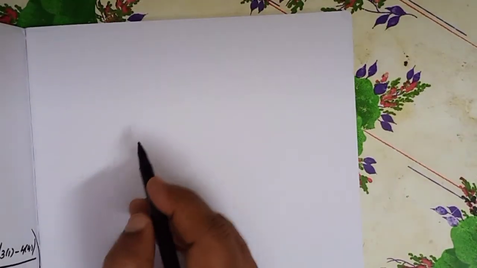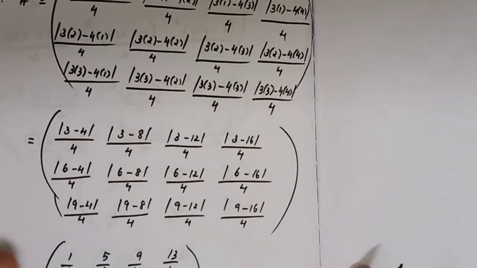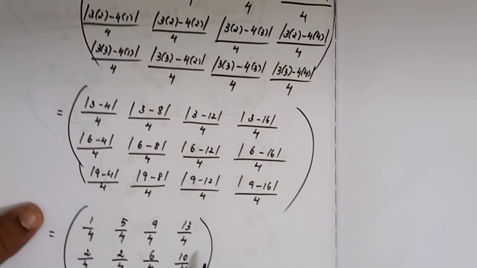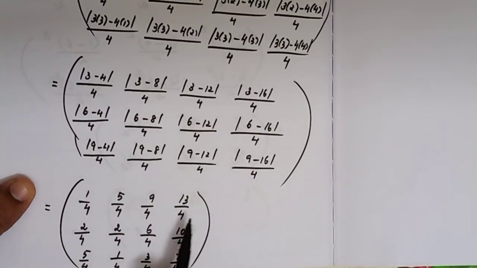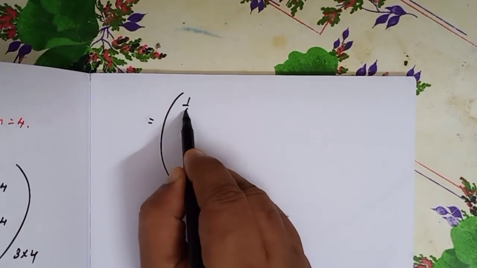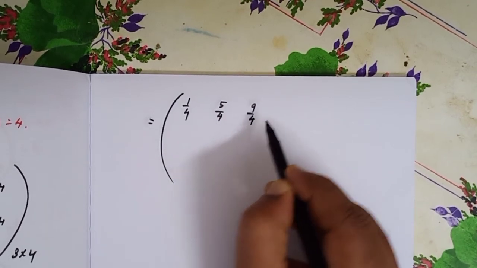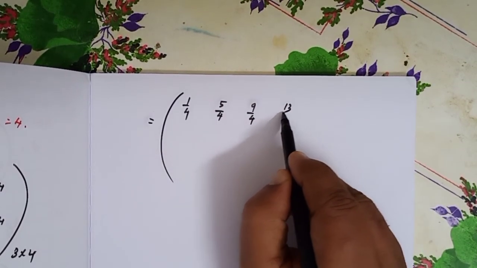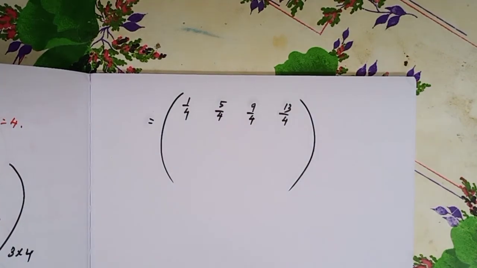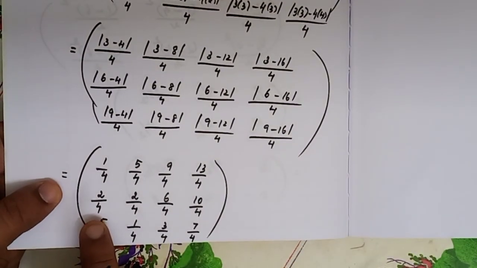That is equal to, here in the first row nothing can be simplified, so write 1 by 4, 5 by 4, 9 by 4, 13 by 4, as it is. Second row, you know that 2 by 4 after simplification will be 1 by 2.